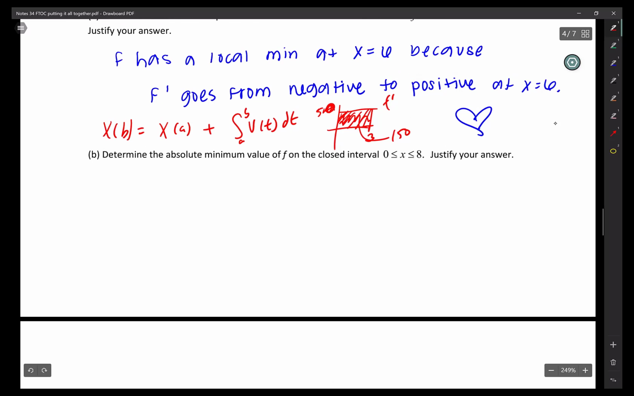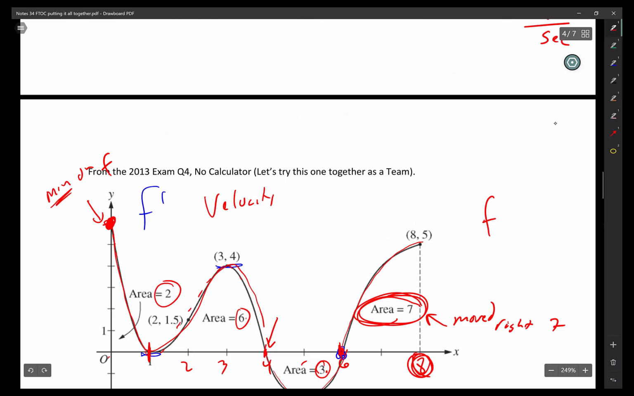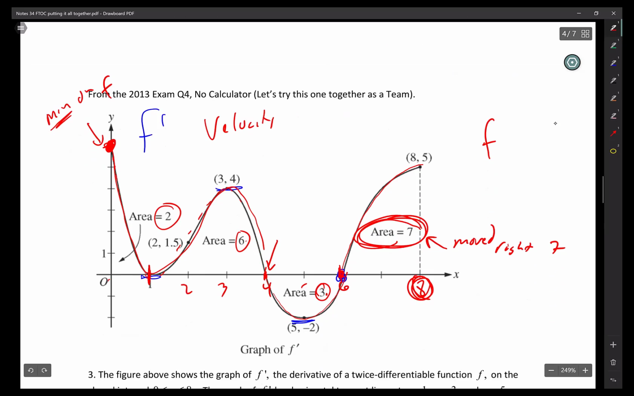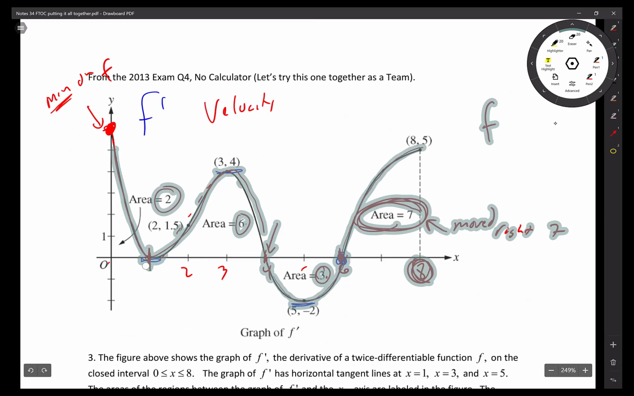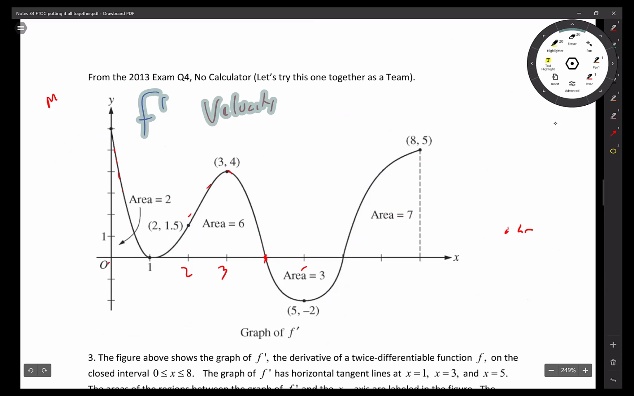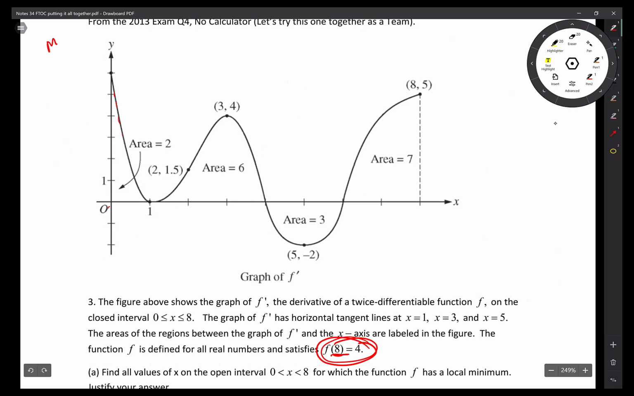All right, look at this question from 2013, question 4. Before we begin, and I'm going to erase a whole bunch of stuff that we have here, does everyone understand what graph they're looking at? What graph is this? Is this F or is this F prime? F prime, the derivative. They're giving us a derivative.